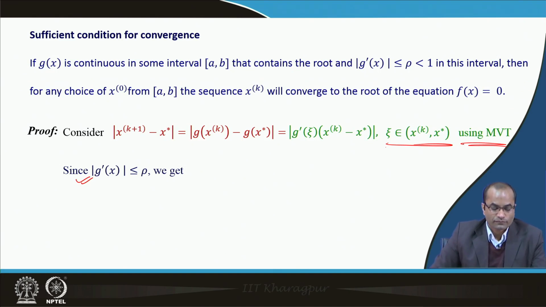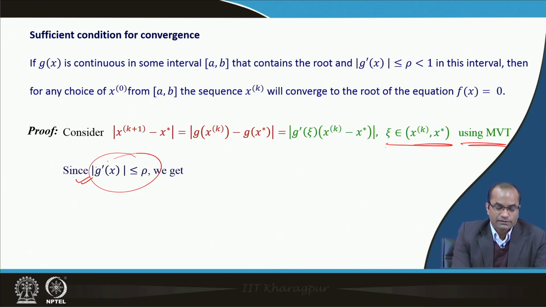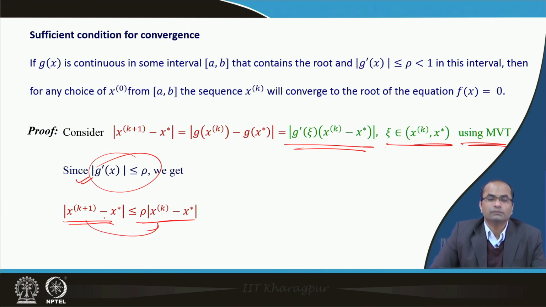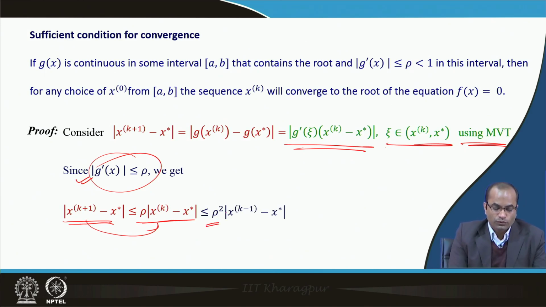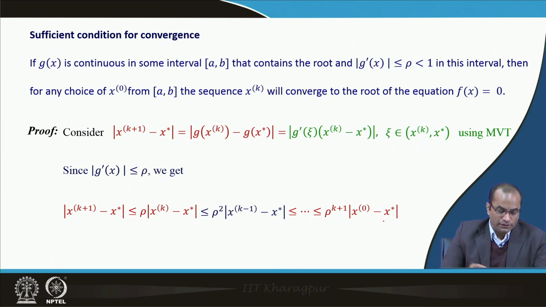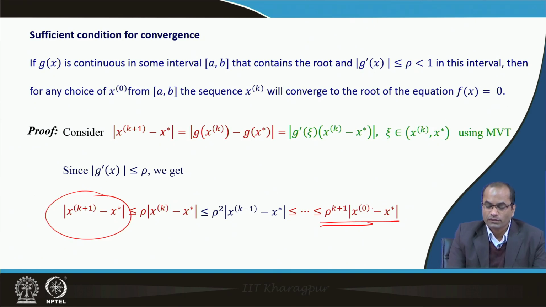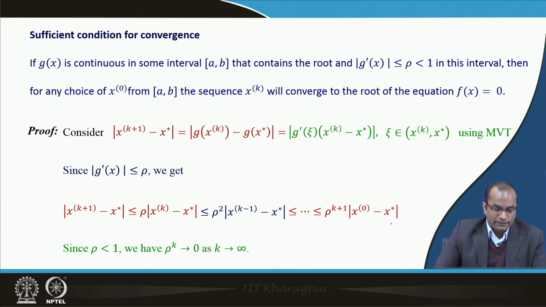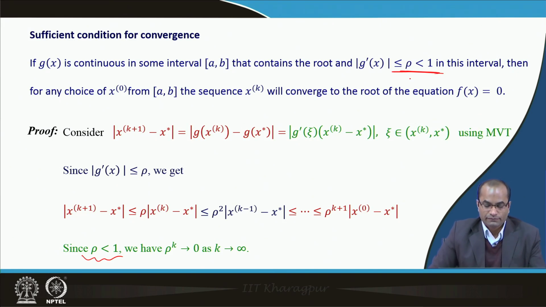So, wherever we are here, g prime is less than or equal to rho, and using this, the error at x k is less than rho times x k minus x star. Again we can do this by induction: rho squared, then k minus 1 will come, then rho cubed and so on. So, we have the relation that the error at the k plus 1th step is less than rho to the power k plus 1 times the initial error x naught minus x star. Since rho is less than 1, that is the condition we should have, that the derivative is less than 1.